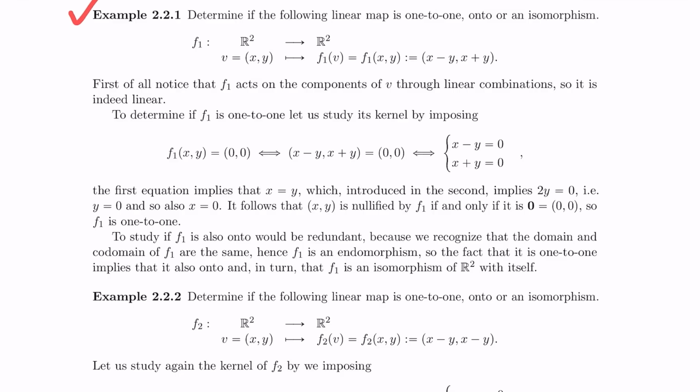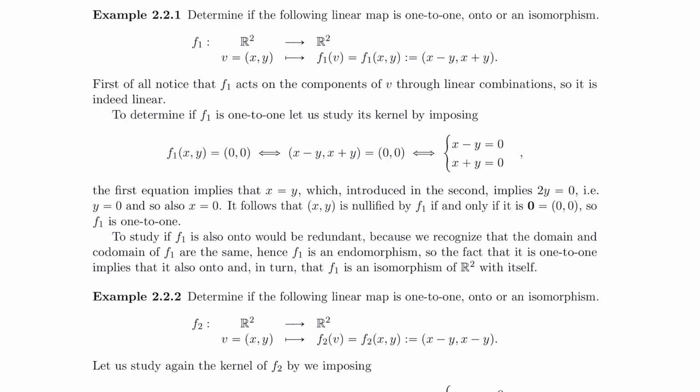In the following two examples, we apply what we have just learned by examining if an endomorphism of R2 is 1 to 1, onto, or an isomorphism. Let's start with the endomorphism F1, which applied on a generic vector of R2 written as x and y gives rise to x minus 1 and x plus 1. We have just seen that F1 is 1 to 1 if and only if its kernel is reduced to the only null vector, in this case of R2.